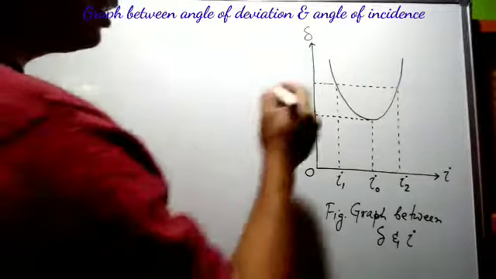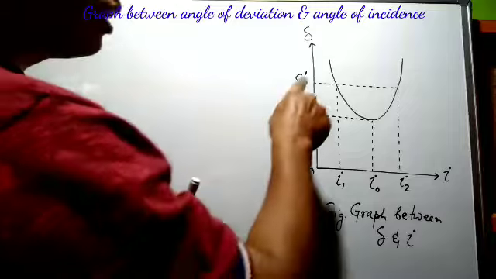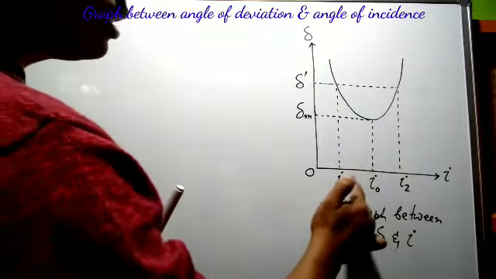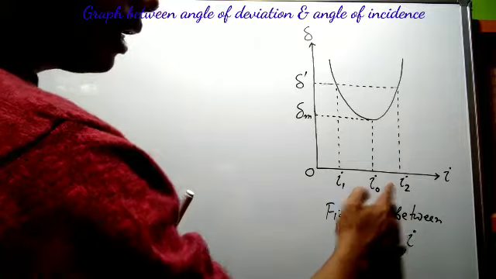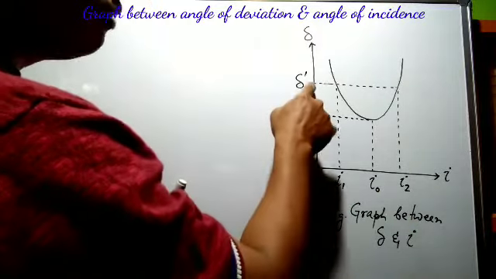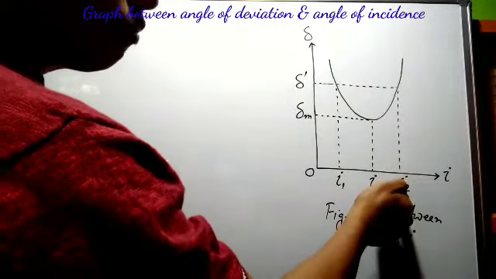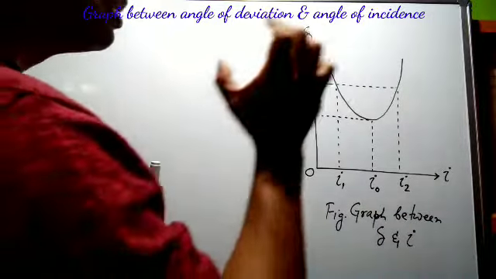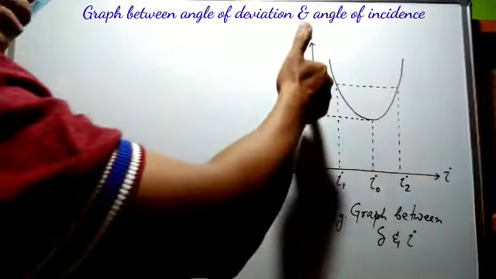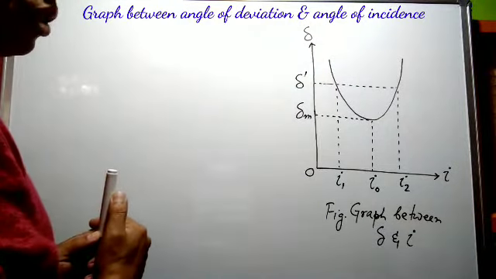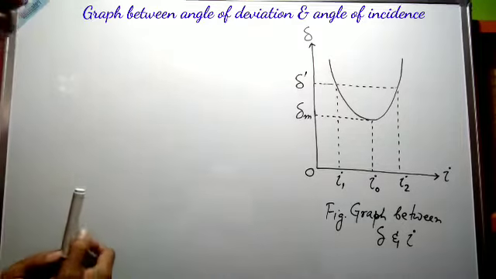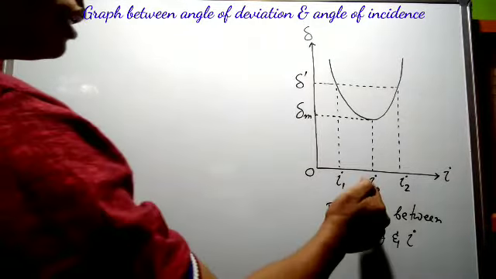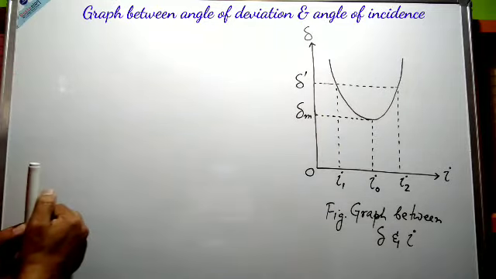Take any angle of deviation, let us say delta 1. At angle of incidence I1 the angle of deviation is delta 1, and at angle of incidence I2 the angle of deviation is also delta 1. So for a given value of angle of deviation, there may be two different values of angle of incidence, but there is one and only one value of angle of incidence for angle of minimum deviation.